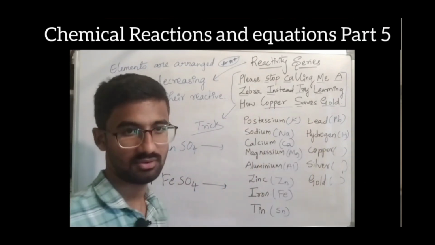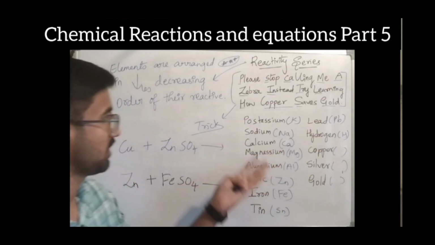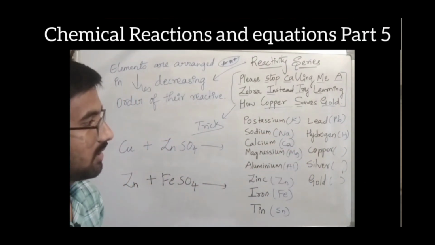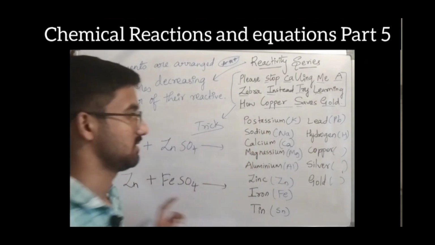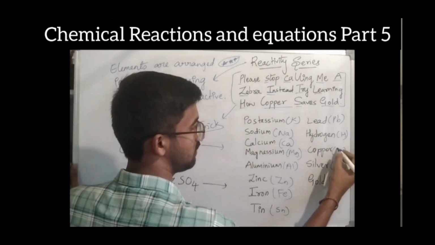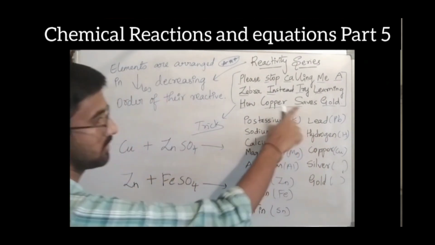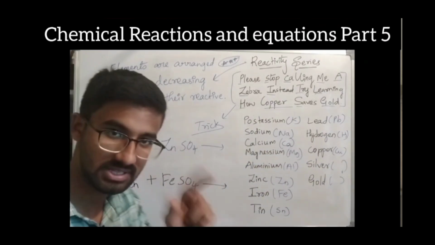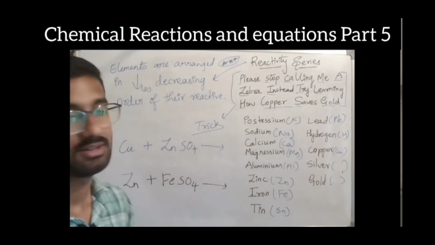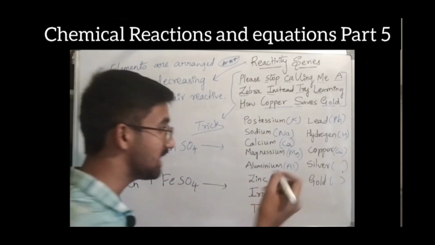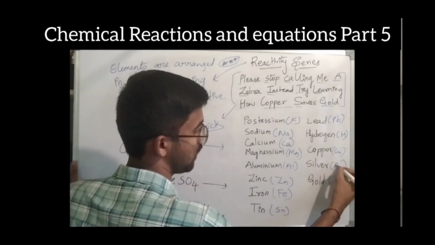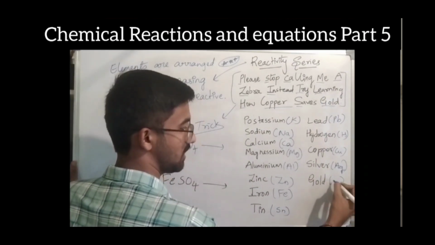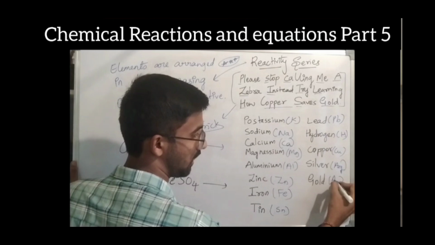H, obviously you know it is the first element of the periodic table, hydrogen. Copper, as it is, symbol Cu. Saves, first letter S, it means silver, Ag, not Au, Ag, don't be confused. Gold, as it is, Au.